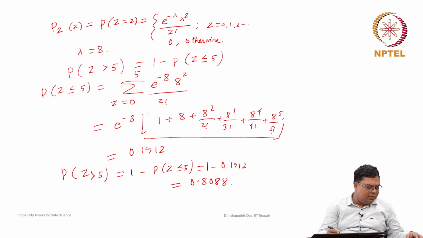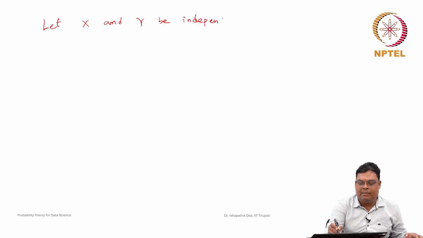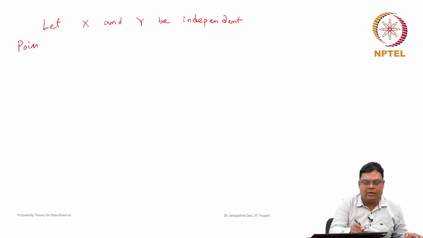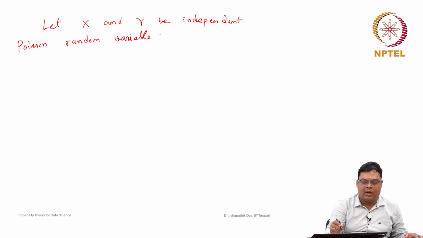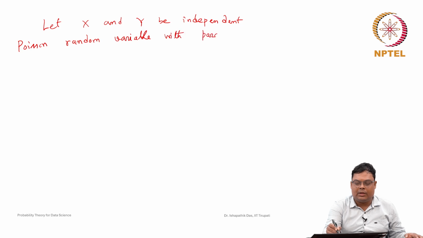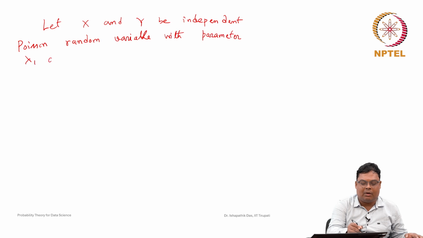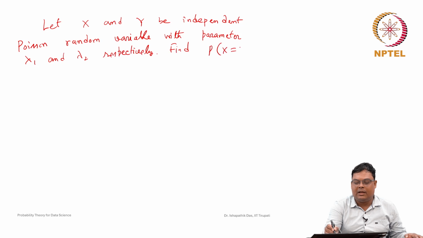Now we will do another problem on Poisson distributions. Suppose X and Y are independent Poisson random variables with parameters lambda 1 and lambda 2 respectively. Suppose it is asked to find the probability that X is equal to Y.